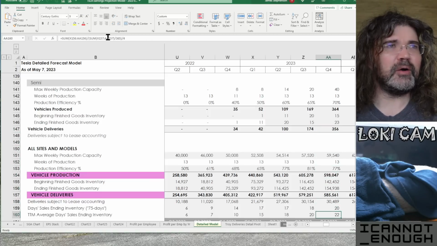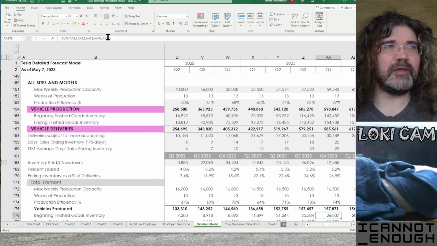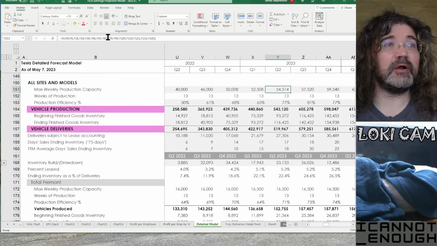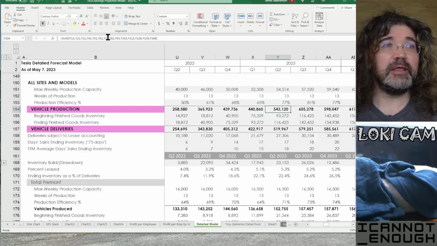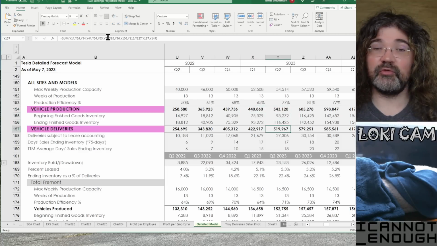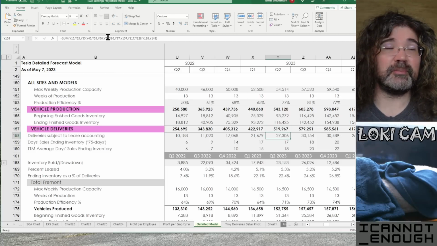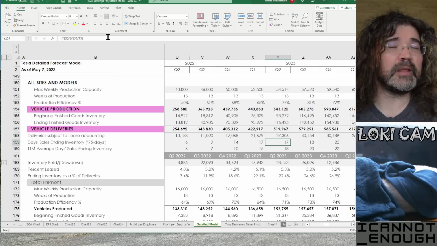So what happens below all those details by model and by site? I add them all up together. So that's what this all sites and models section is doing, yielding these production and delivery numbers that we've seen previously in the summary section below, where I repeated them.